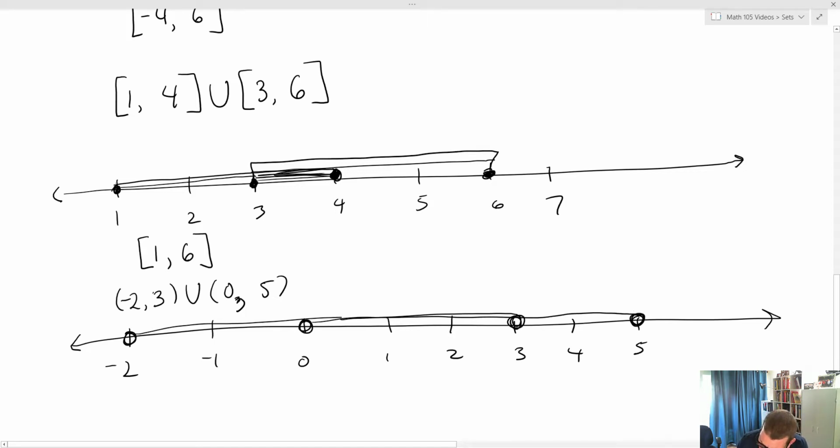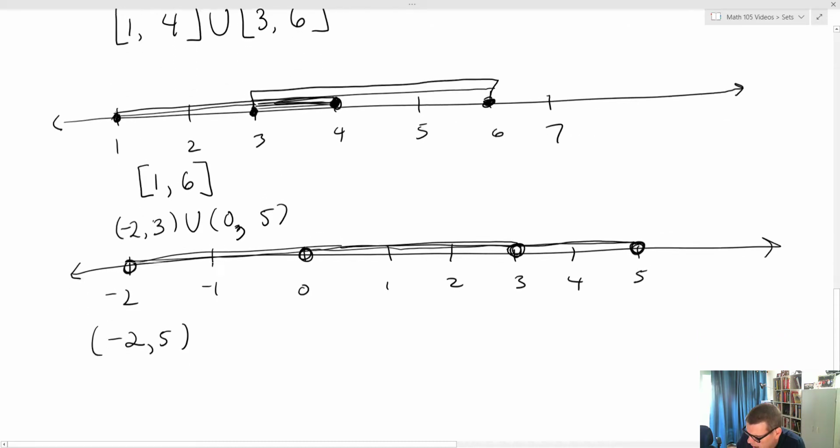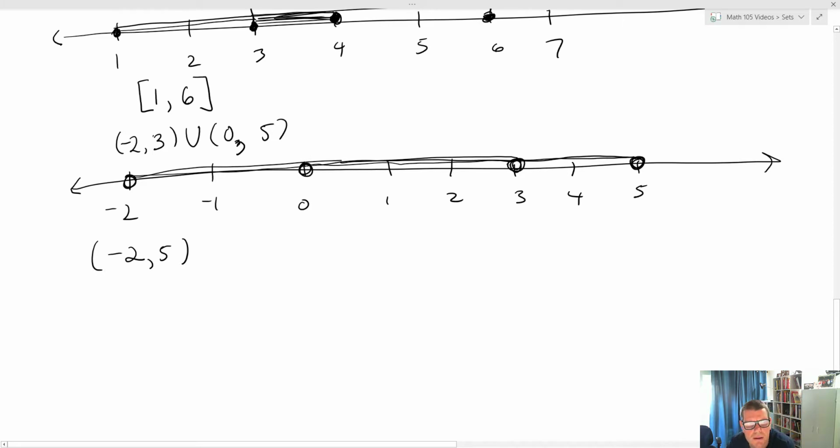Now what we want to notice is what are all the values that are in one or the other or both. Well, we start at -2. We keep going until we hit 3. But then 3, 4, and 5 are included in our second set. So it's going to go -2 to 5. And that is the set that is our union.